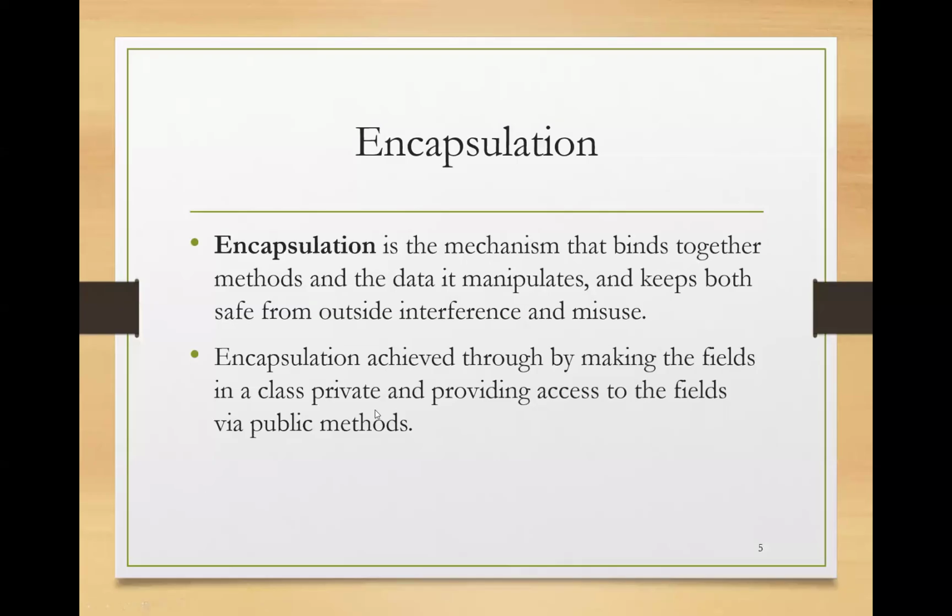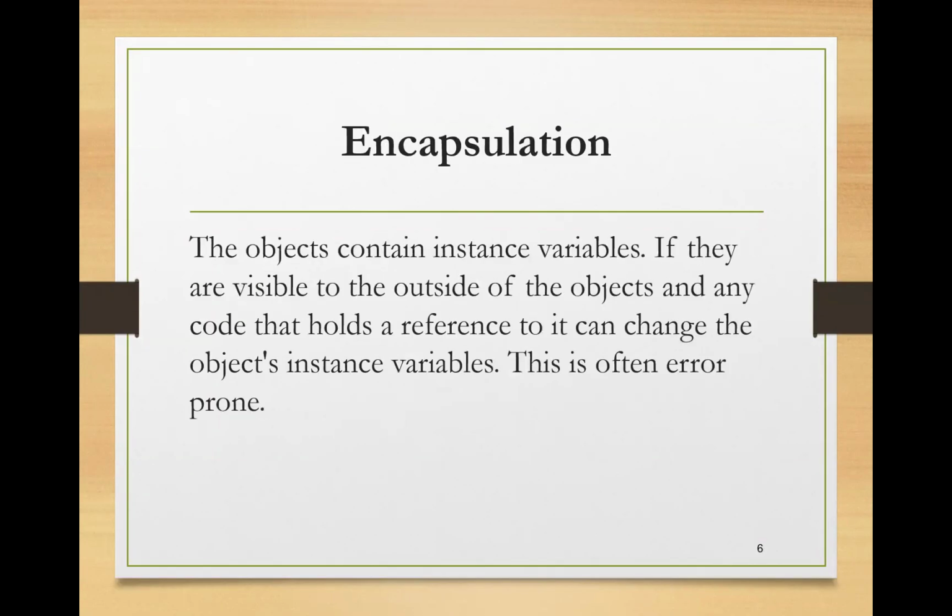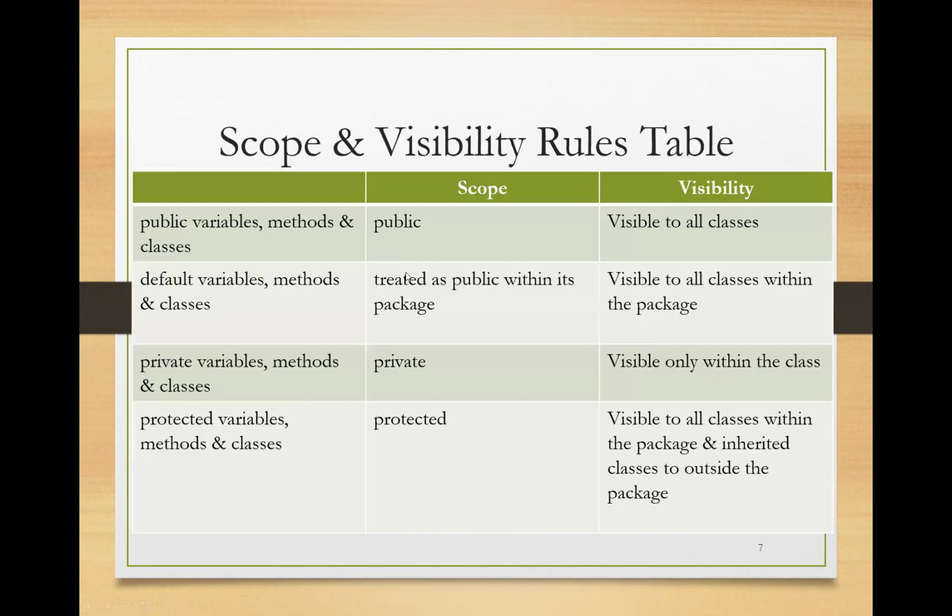Encapsulation we have discussed previously. It is the mechanism that binds together the methods and data it manipulates, and keeps both safe from outside. Encapsulation is achieved by making all the instance variables private and providing accessors, getters and setters, to the instance variables via public methods. Therefore, instance variables would be private, and you will provide public getters and setters. So, if someone wants, they can access them via the public methods.